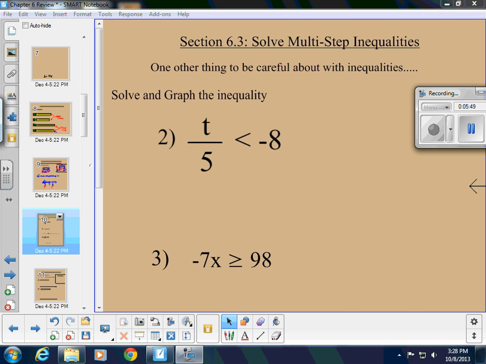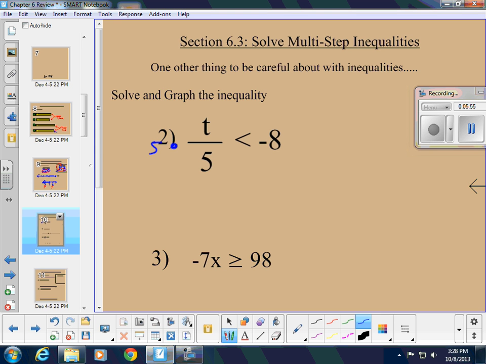Just showing a few more examples here. This next one says t divided by 5 is less than -8. So on this one, I would have to multiply both sides by 5. Again, just like solving an equation, the steps are the same to get the variable by itself. When I multiply both sides by 5, those 5s will cancel out, and I'll get t is less than -40.